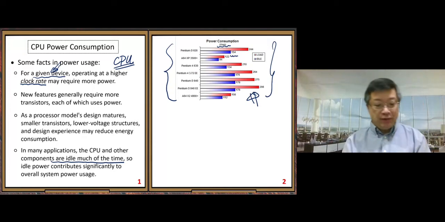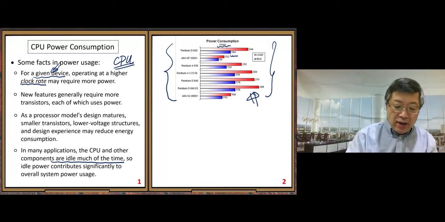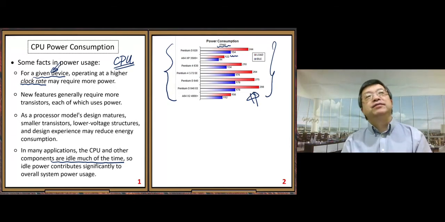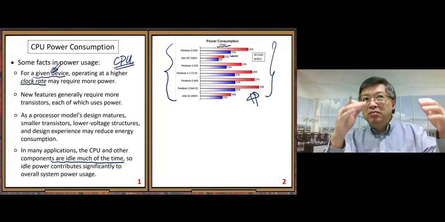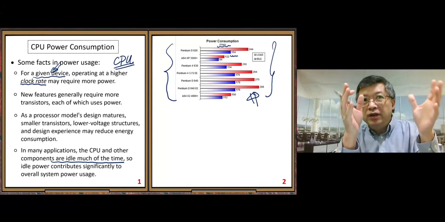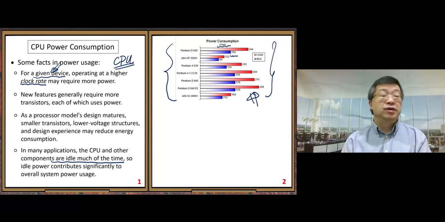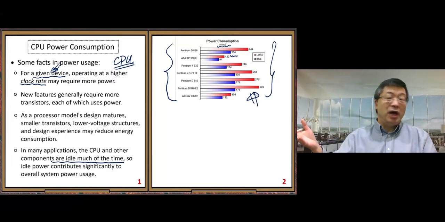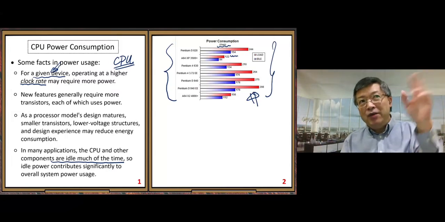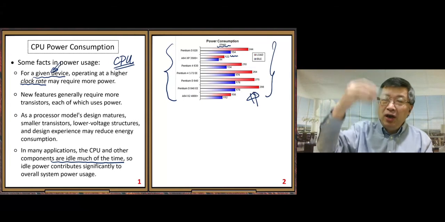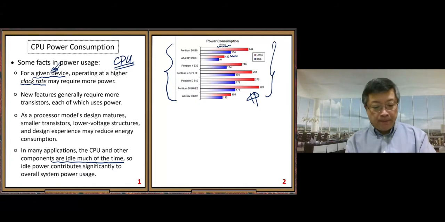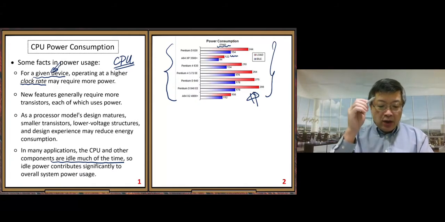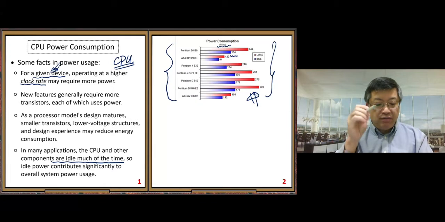The reason is simple: the CPU and other components are idle much of the time. Although you turn on your computer, you do some work, but for a big portion of the time the CPU is in the idle state. So for that reason, when you try to measure the overall power consumption, the idle state is very important. Idle power contributes significantly to overall system power usage.